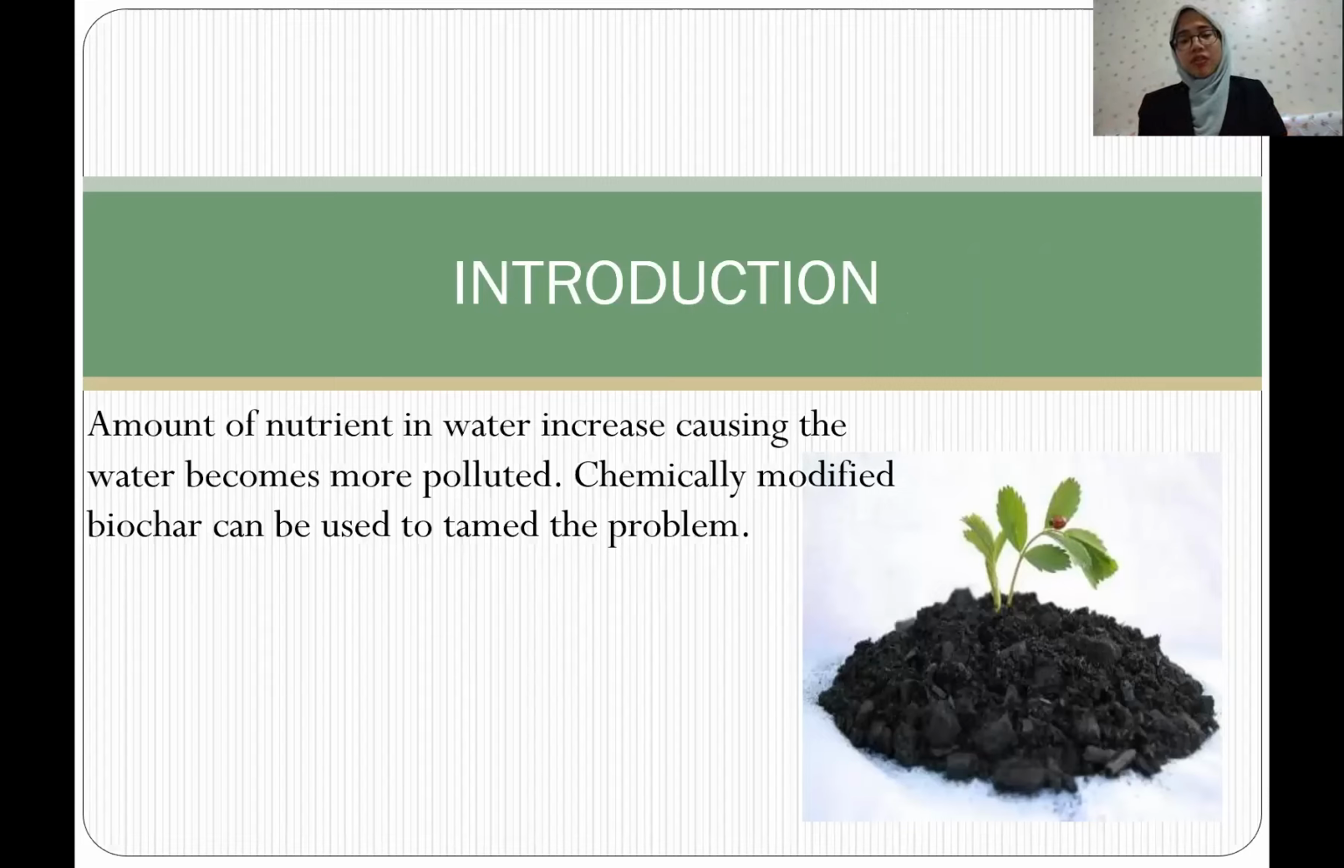Other than the rubbish being thrown into the water and the ocean, water pollution also happens because of the amount of nutrients increasing and going out of control. What is the nutrient? The nutrient is such a heavy metal that is present in the water, which is harmful for us humans to consume. Therefore, I would like to propose a chemically modified biochar in order to tame this problem.